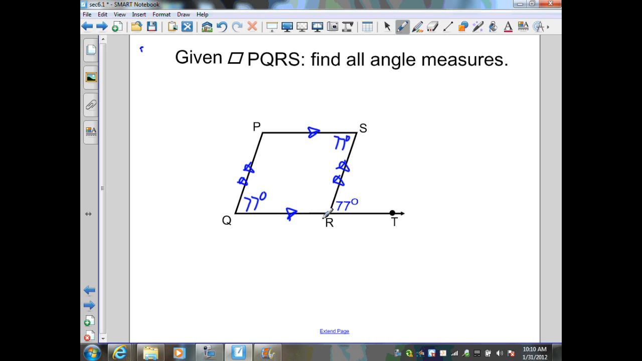Angle SRQ and SRT are a linear pair. Therefore, I know they are supplemental. So I can take 77 from 180 and get 103 degrees. I can find angle P from either S or Q using the same method. Let's use Q. If two parallel lines are cut by a transversal, then same side interior angles are supplemental. Therefore, 77 from 180 leaves me 103 degrees for angle P.